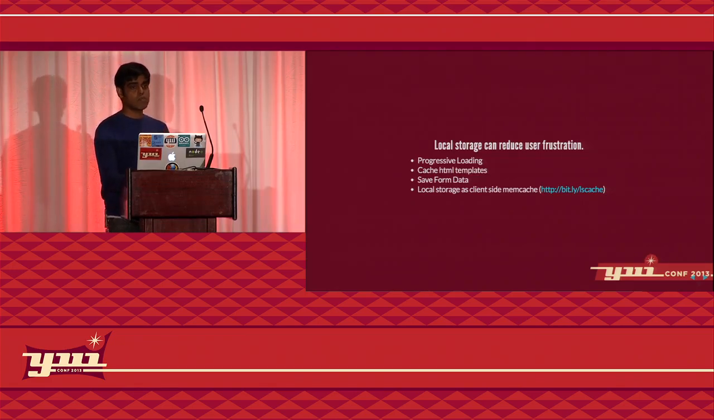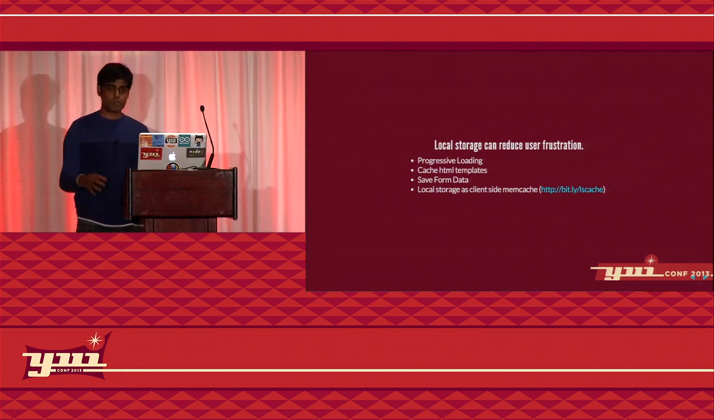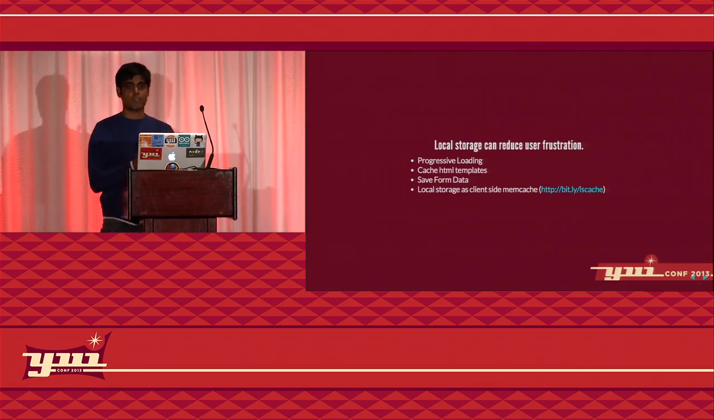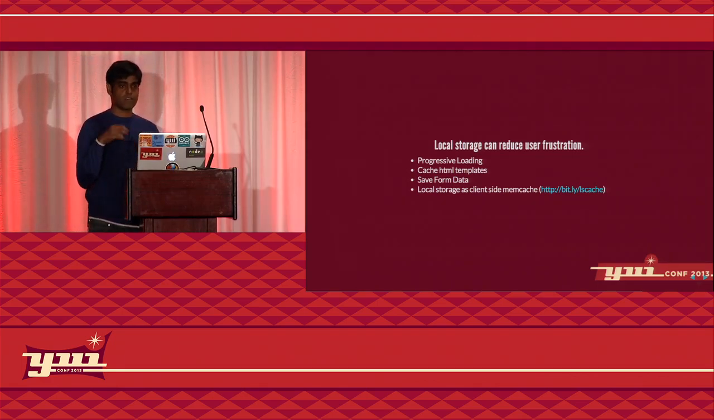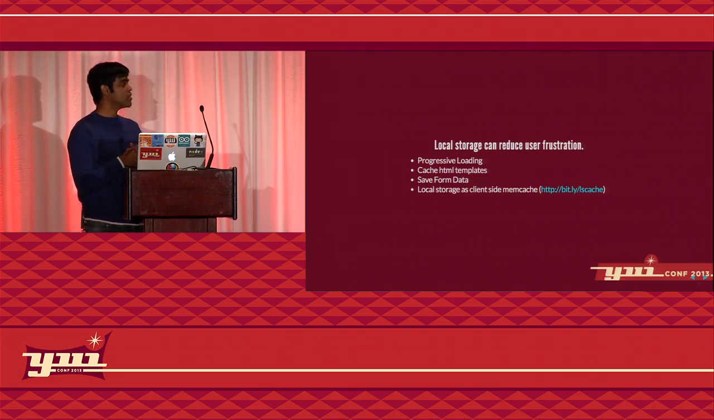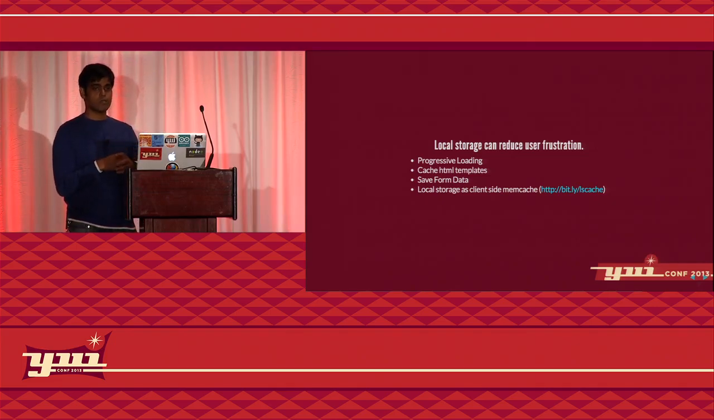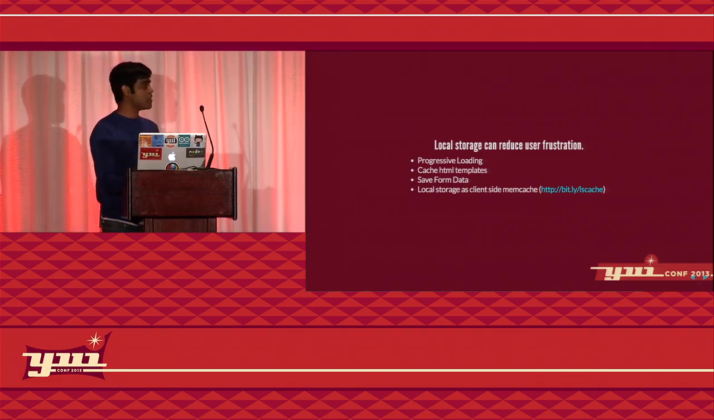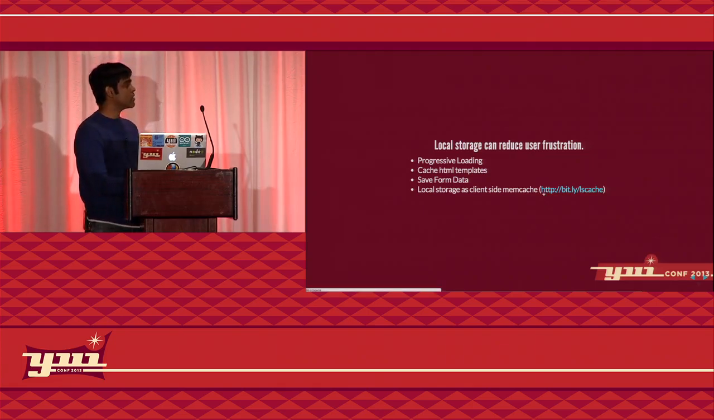So local storage can be used in various scenarios, not just where you're caching something in the local storage and writing back to the DOM. Another scenario is progressive loading. If you want to show the initial layout of the web page and later get it filled with the actual data, you can use the local storage to store your app structure and overall layout. And you can cache the HTML templates, as I said.